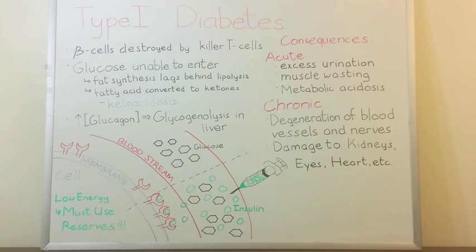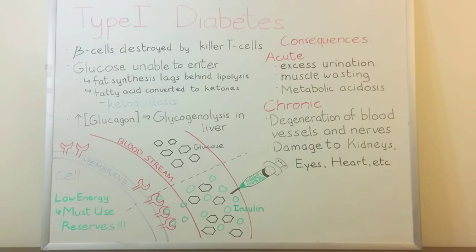Now, how about consequences of type 1 diabetes? Well, the acute or short-term consequence is excess urination. This would result in a higher concentration of glucose, which when filtered through the kidneys absorbs more water into the convoluted tubules, which will later be excreted as urine.